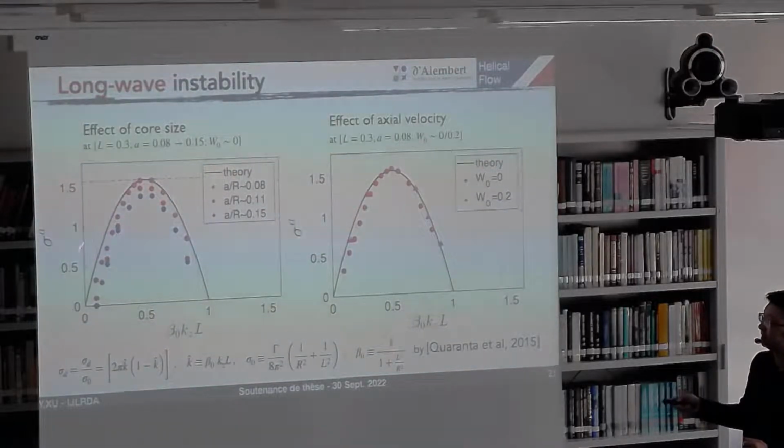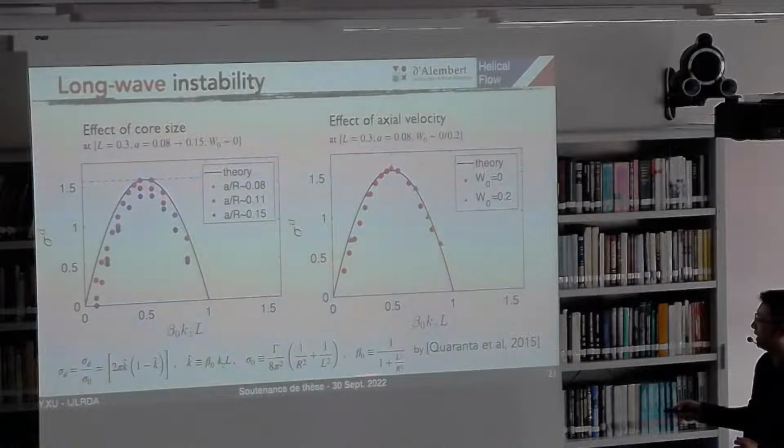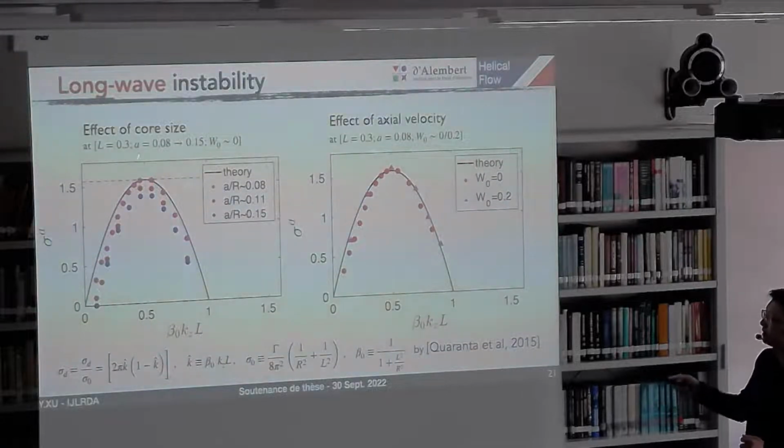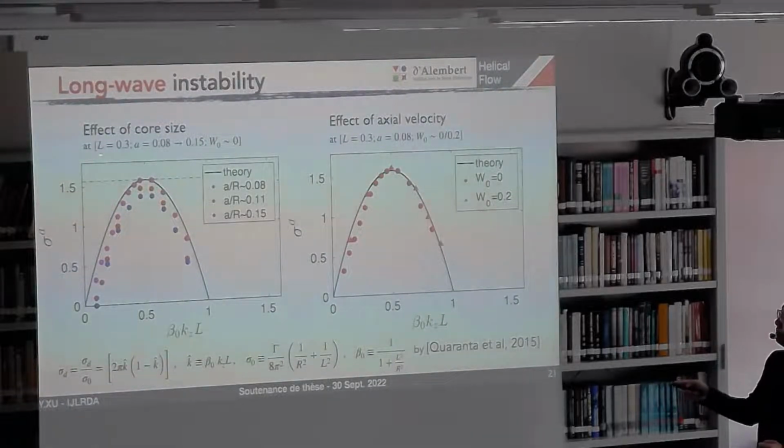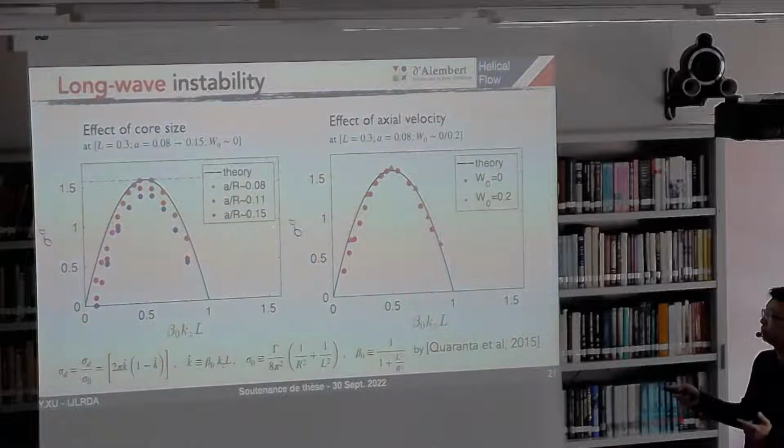And here are our results. On the y-axis is the dimensionless growth rate, and on the x-axis is the dimensionless wave number. The black curve here is the theory done by Gupta with the following equation. On the left image, we keep L equals 0.3. We use a very weak axial velocity, but we vary the core size from 0.08 to 0.15.